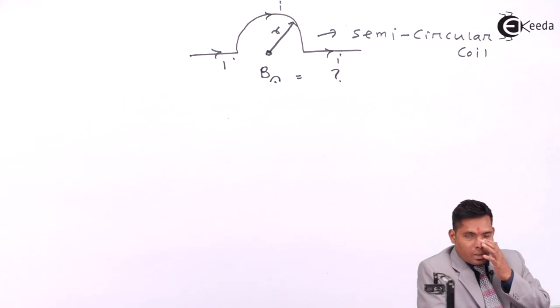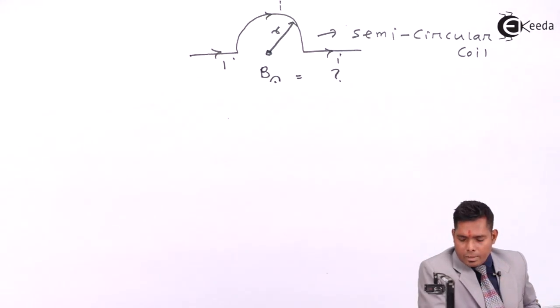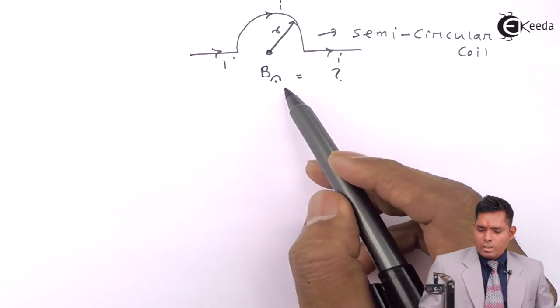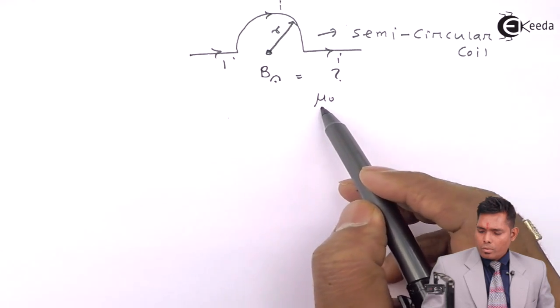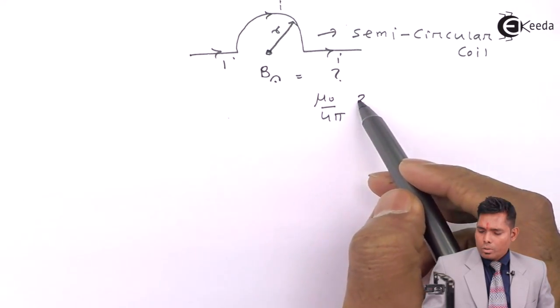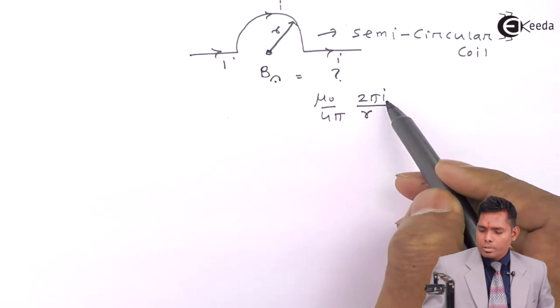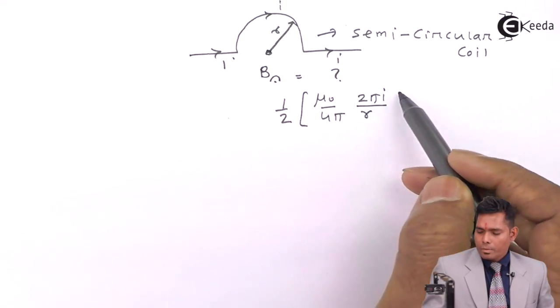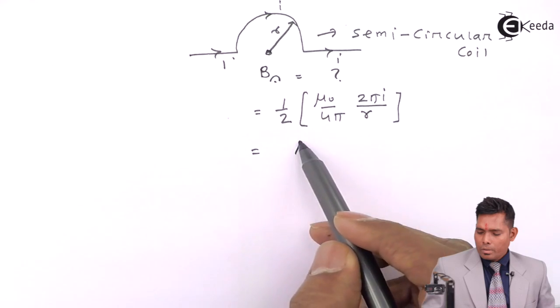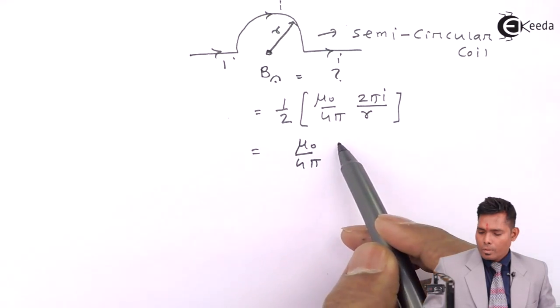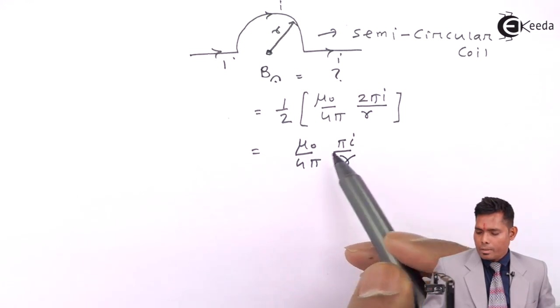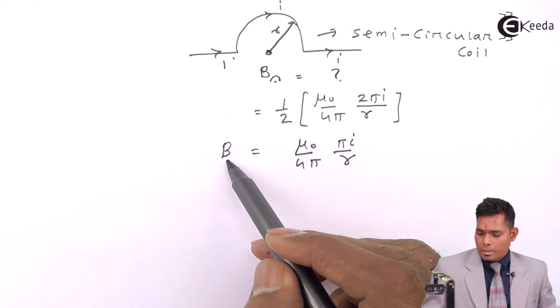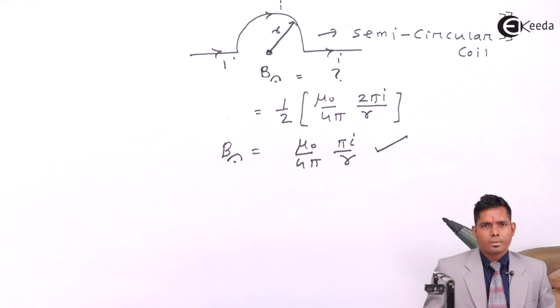Full circle is this, half circle will be half of that, because we are adding finally. So by logic it should be mu 0 upon 4 pi, 2 pi I by r for the full coil, and half coil means divided by half. So this comes out to be mu 0 upon 4 pi I by r. This is for a semicircle. This is correct.